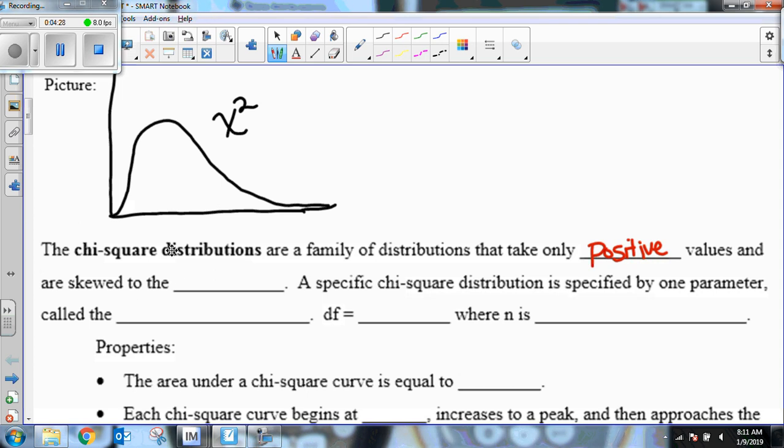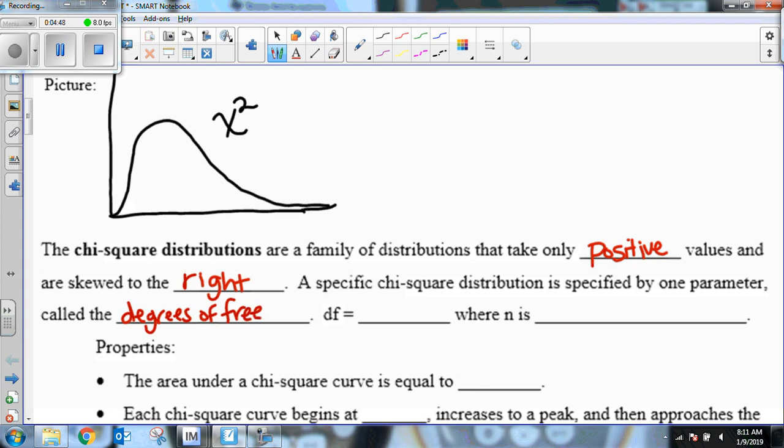All chi-squared distributions are skewed to the right. None of them will be skewed to the left. They're all going to look like this. Now, some might be more skewed than the others, but they're all going to be skewed to the right. A specific chi-squared distribution is specified by one parameter called the degrees of freedom.